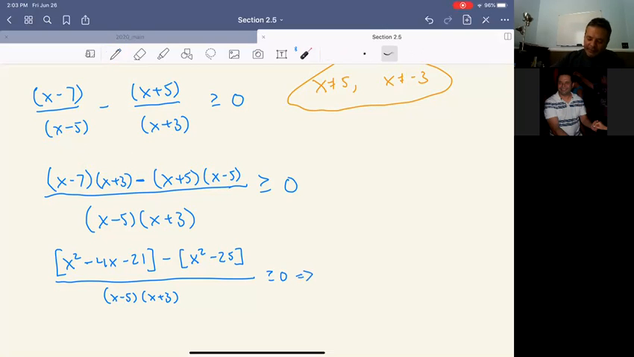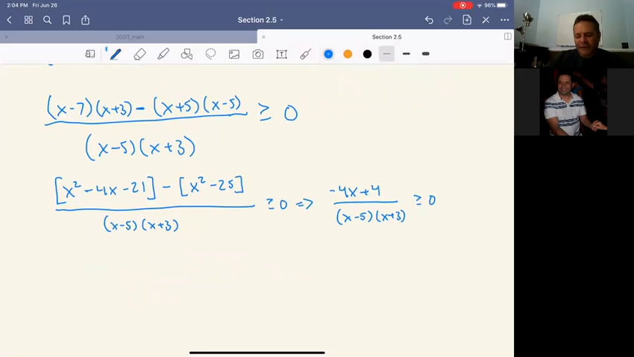Okay, the x squareds cancel. Negative 4x plus 25 is going to be negative 4x plus 4 over x minus 5, x plus 3 greater than or equal to 0. Let's factor out that negative 4. I don't like it in there. So negative 4, x minus 1, over x minus 5, x plus 3 greater than or equal to 0.